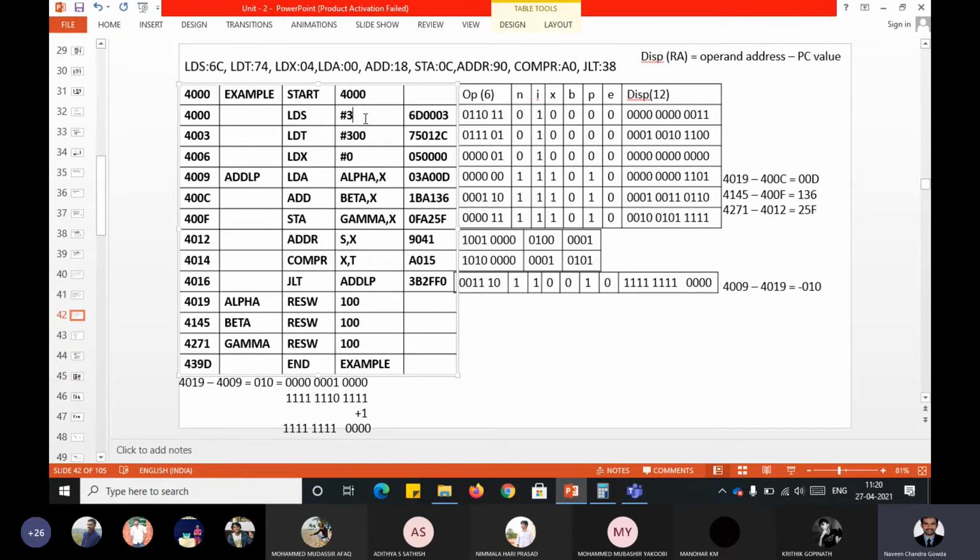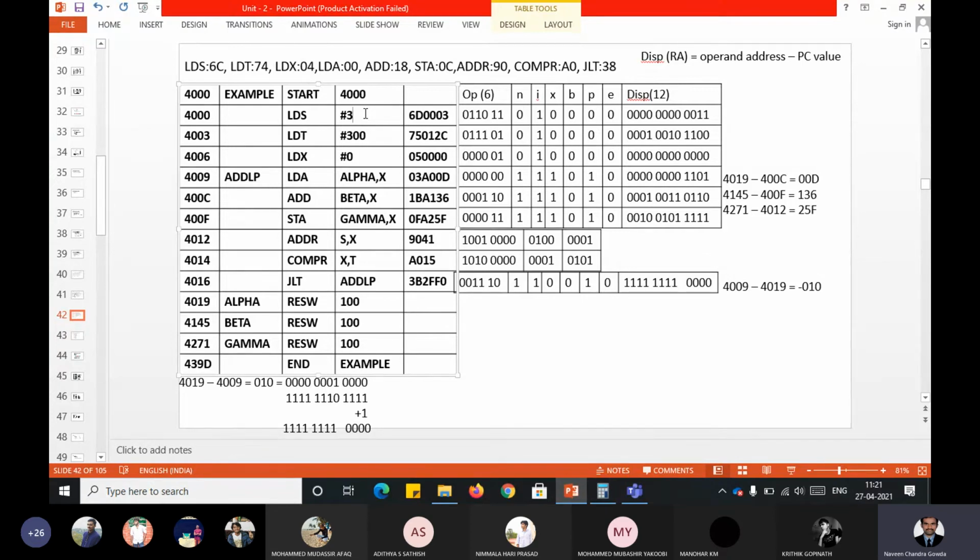See, basically to find the displacement, we have a formula: relative address is equal to operand address minus PC value. In instructions like alpha, beta, gamma, RDLP, those are the different operands which have respective addresses. Whereas 3 or 300 are actually operands which don't have any address, because those are direct values you are using in the program by using the immediate addressing mode.